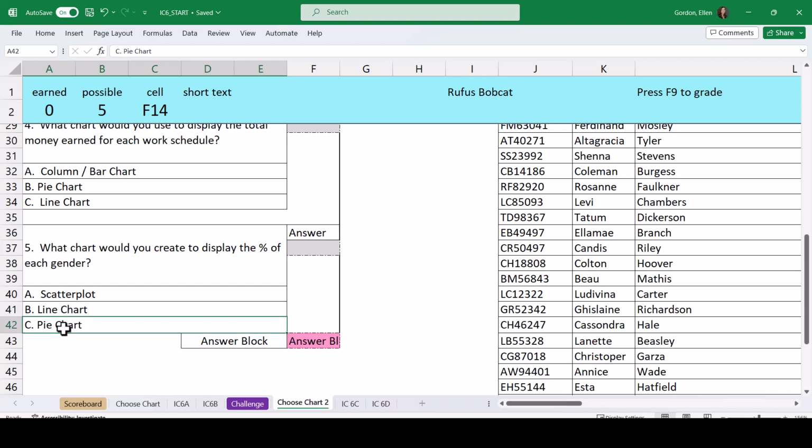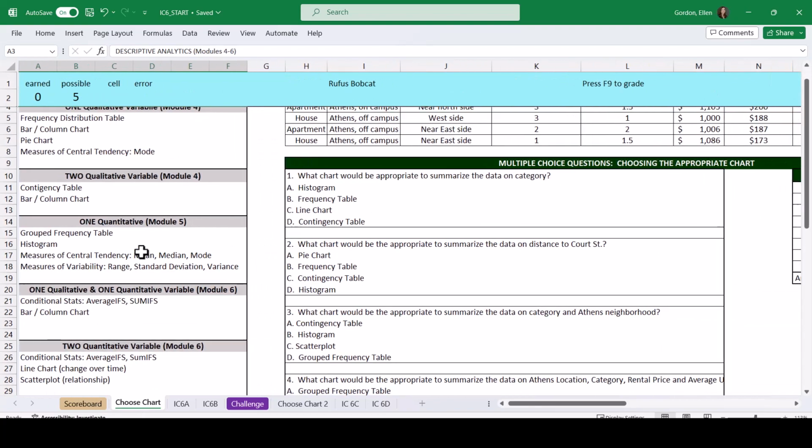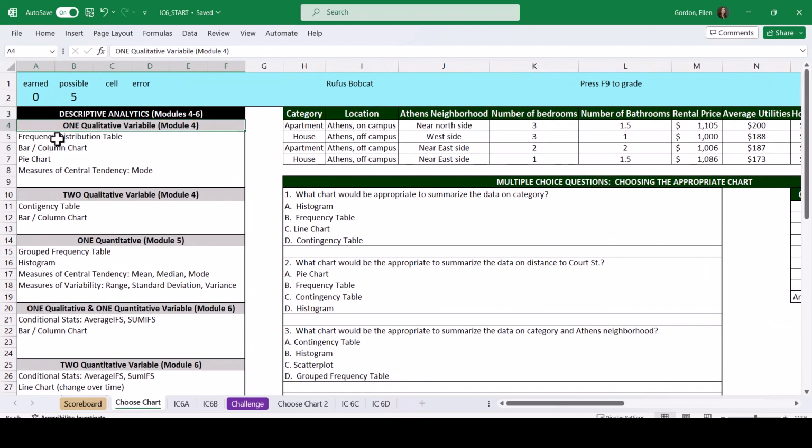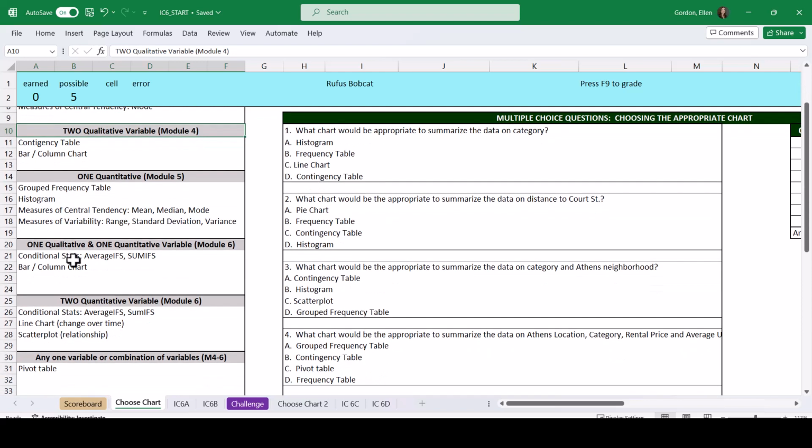So 5 is C. And again, if you go to the first tab, you can look at the breakdown. These are all the tables and charts that you can do for one qualitative variable. Here's what you can do for two qualitative, one quantitative, and so on.